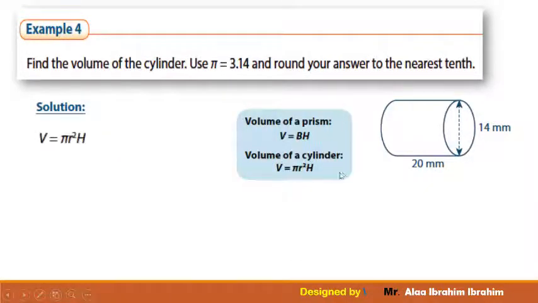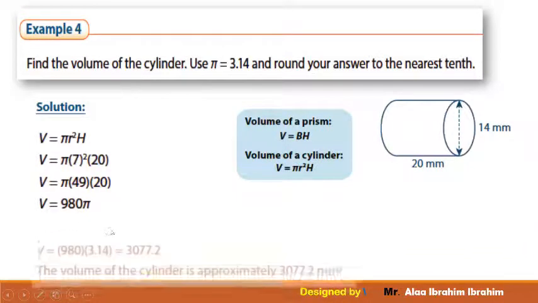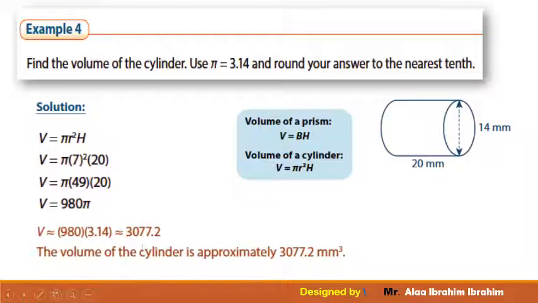So I deal with the same formula. V equals pi r squared times height, because it's a cylinder. So I change r with 7, not 14. That's a mistake. I make it with 7. So pi is 3.14, r is 7 and h is 20. This is my height. So I multiply all of this by 3.14. So this is my result. After multiplying, to the nearest tenth, this is my answer, with 0.2. Okay, this is my volume.